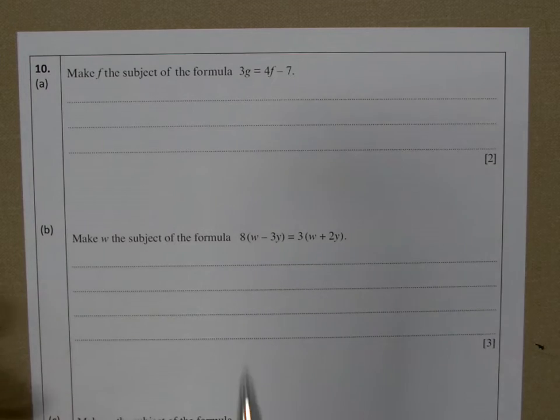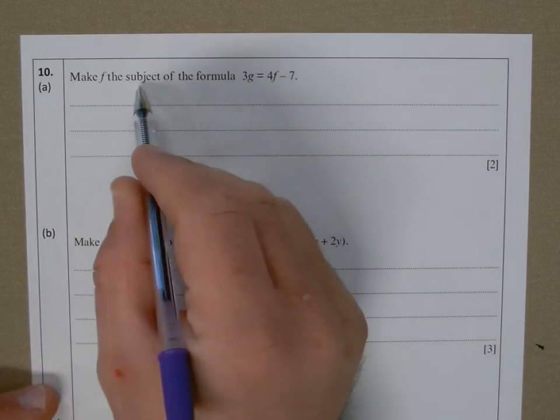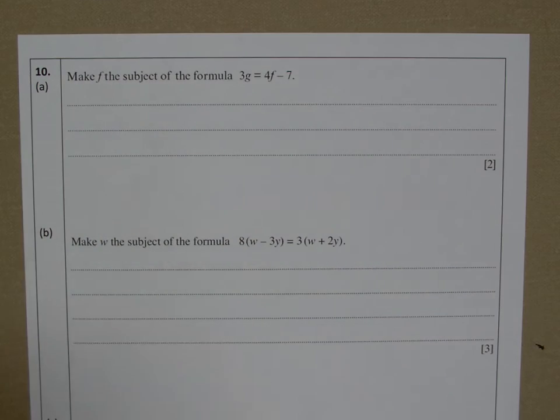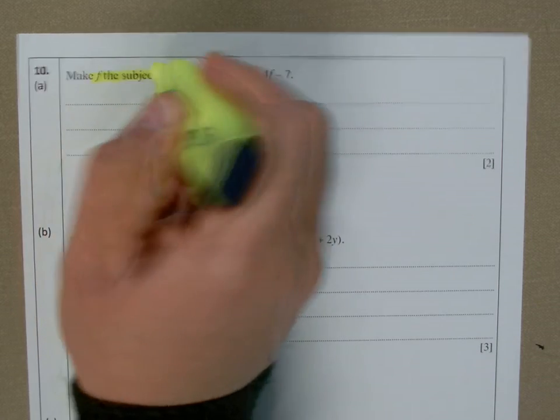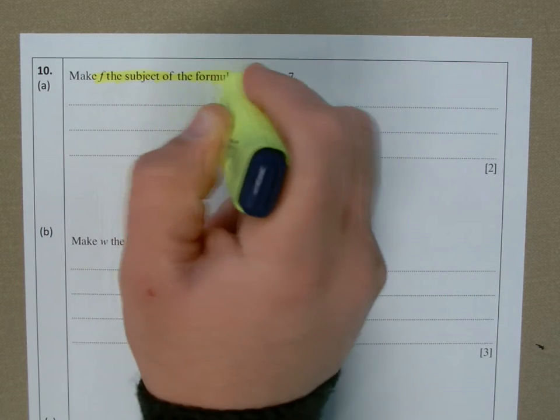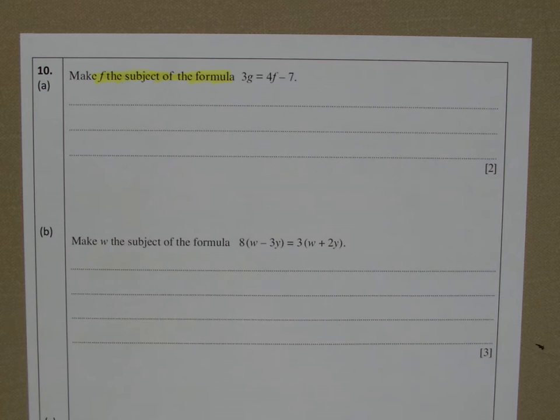Make f the subject of the formula. So when they say this, make f the subject, your focus is on getting f equals something. So you have f on the left-hand side and everything else on the other side. At the moment, that's not the case.